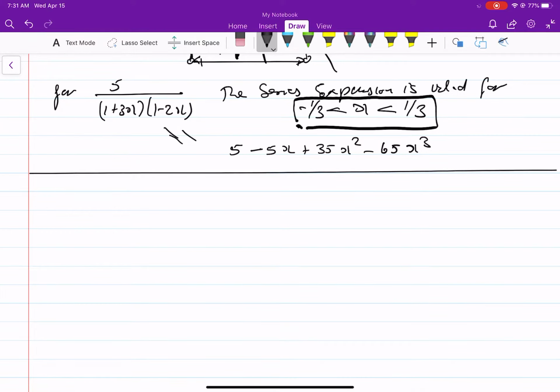Is there another way we could have done this? Well, how about partial fractions? Could we have used partial fractions? And the answer is yes. Method 2.